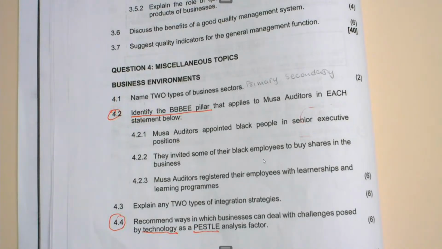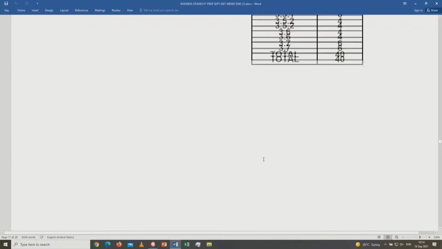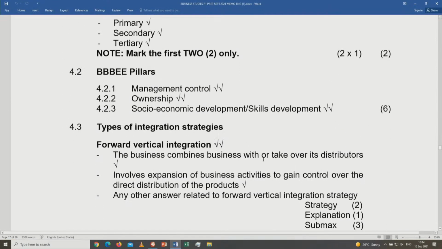Let's look at the responses. When you look at the responses, 4.2.1 links with management control. That's the first pillar. The second pillar is ownership. And the third one is socio-economic development or skills development. Straight answers as they are.